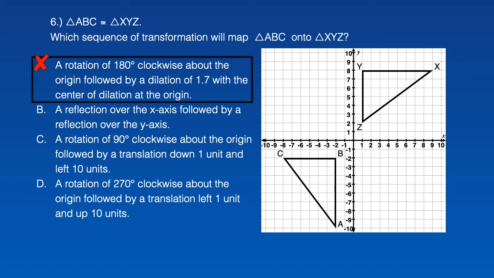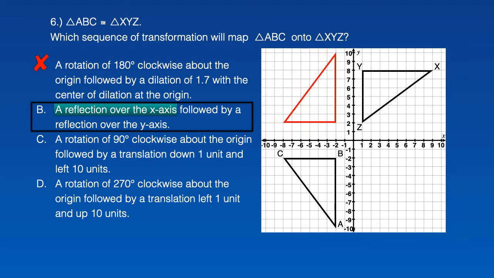Okay, answer choice B. A reflection over the x-axis followed by a reflection over the y-axis. So if we reflect our pre-image over the x-axis, we're going to get this shape. And then if we reflect it over the y-axis, we're going to get this. All right, so that answer is obviously wrong. Letter C.